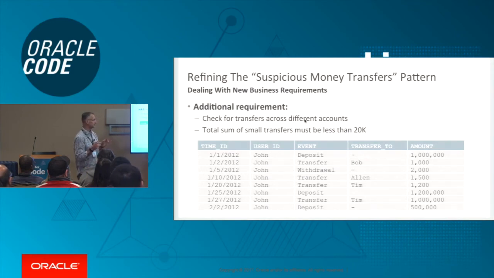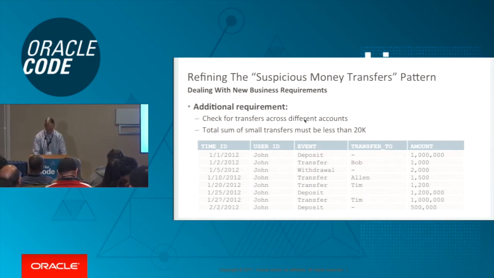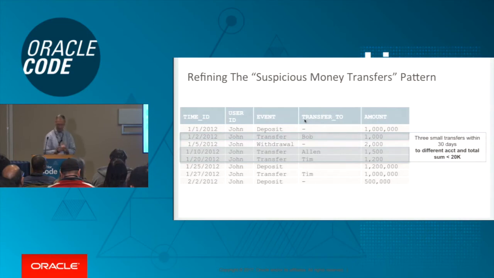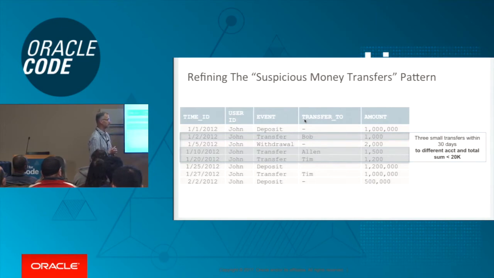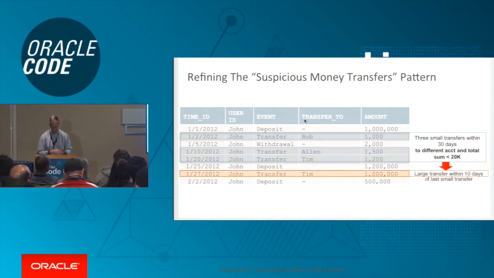And the total sum of the small transfers is less than 20K. So we get an enriched data set, and we have a changed business requirement here for the data. And when we look at the new data set with the additional information of the transfers and the new requirement that is less than 20K, you will see that we find the pattern again. We have the 3 transfers from John to 3 different accounts. And the big transfer is still within the 10 days. So the pattern that we had before is satisfying our new requirement.